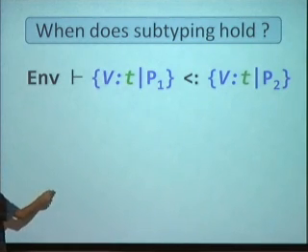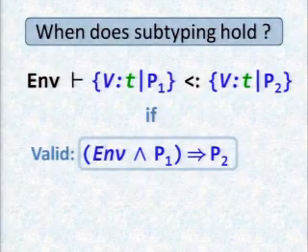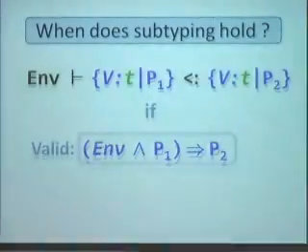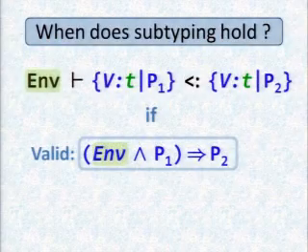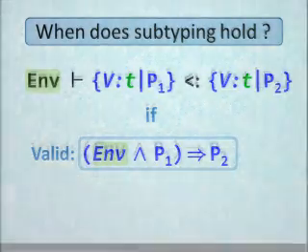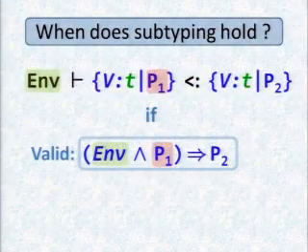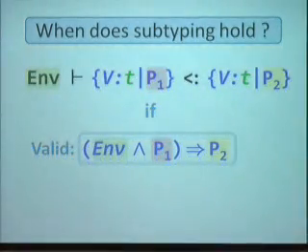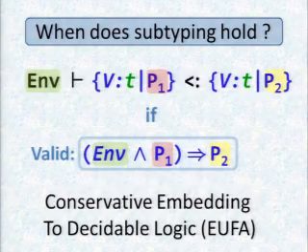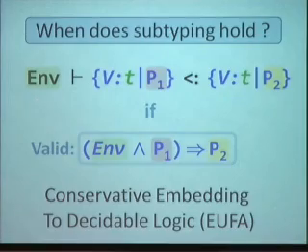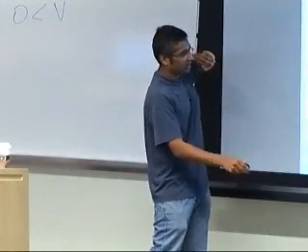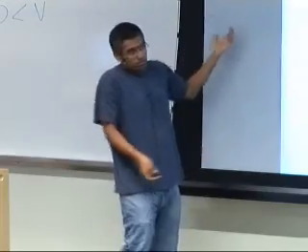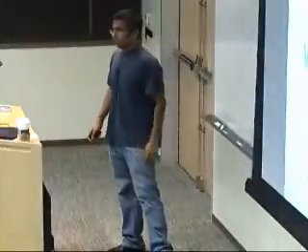Okay, so when is this type a subtype of this one? Quite simply, when the following implication holds. If the following is a valid formula, where env is a formula that I get, I sort of embed, I turn the type environment into a logical formula, I turn P1 into a logical formula. So env and P1 implies P2. It's a conservative embedding. I can tell you about the details of the embedding offline. But you basically take this whole thing and you turn it into a query like this. It's a query in a decidable logic, in our case, equality, uninterpreted functions, and arithmetic.